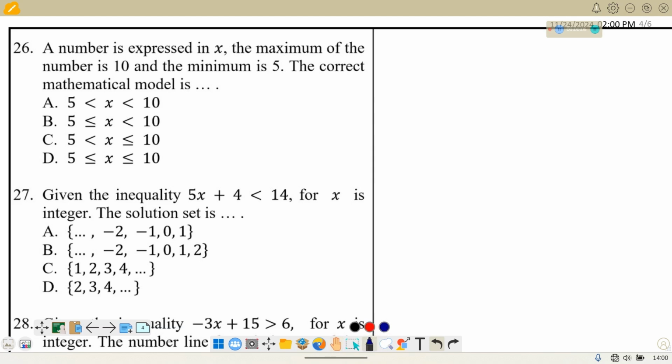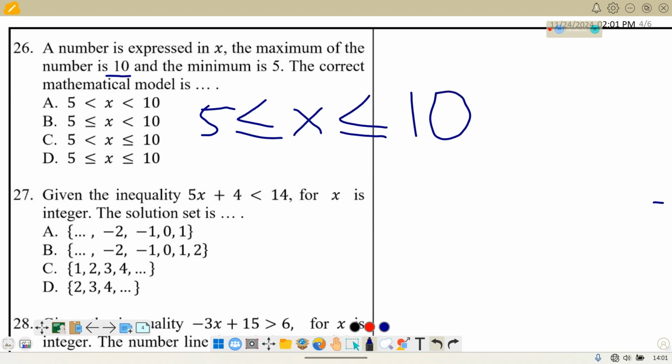Okay, now let's continue to number 6. A number is expressed in x. The maximum of the number is 10, and the minimum is 5. The correct mathematical model is, it's so easy. The minimum is 5, so it's supposed to be less than or equal to, and then the biggest number is 10, so less than or equal to 10. So the answer is D. Okay, good. Next question.